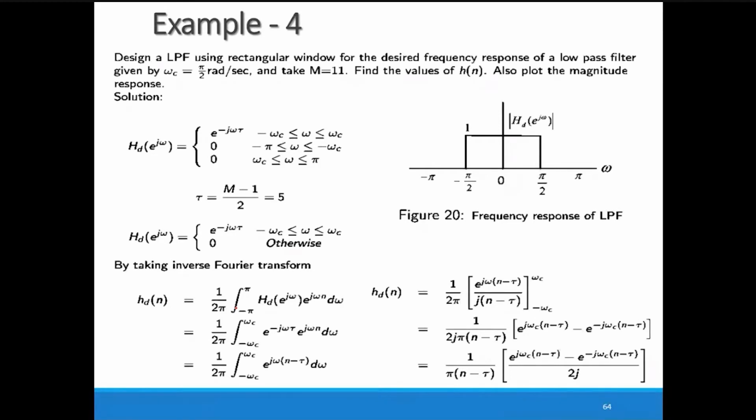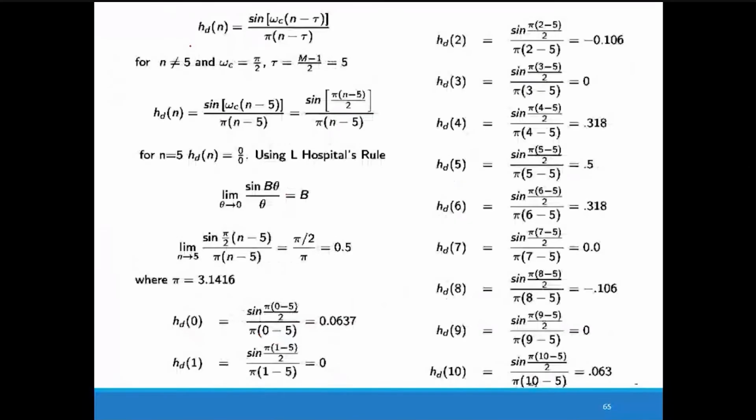h_d(n) is equal to 1 upon 2 pi integration from minus pi to pi H_d(e^jω) into e raised to jωn. Here we apply the generalized value of e raised to minus jωτ. We have not replaced that tau with the value 5; at the end, I will replace that. When you simplify this, you get the final answer: h_d(n) is equal to sin ω_c(n minus τ) divided by pi(n minus τ).